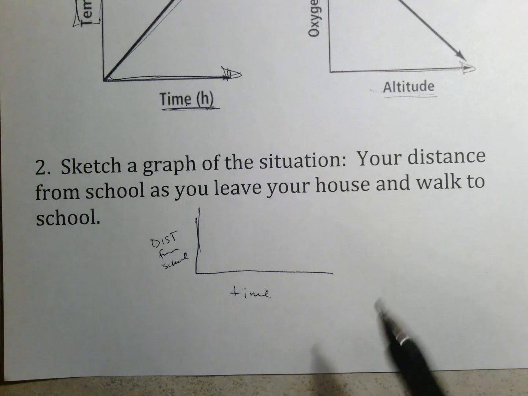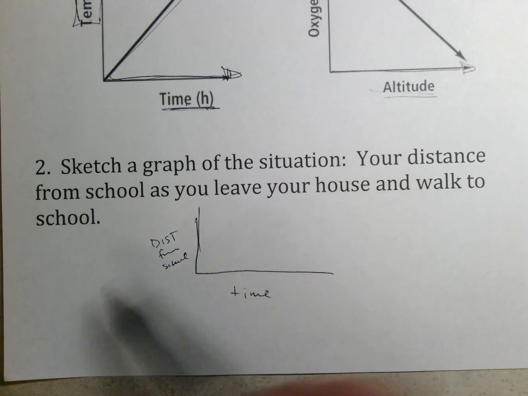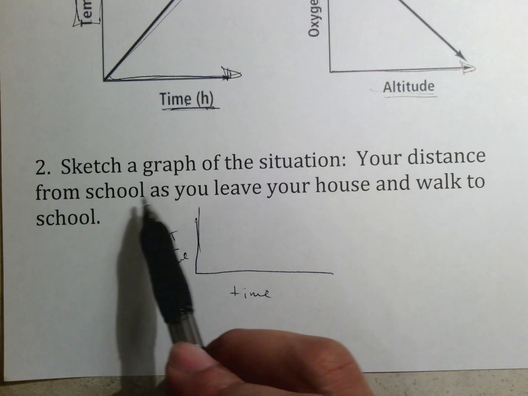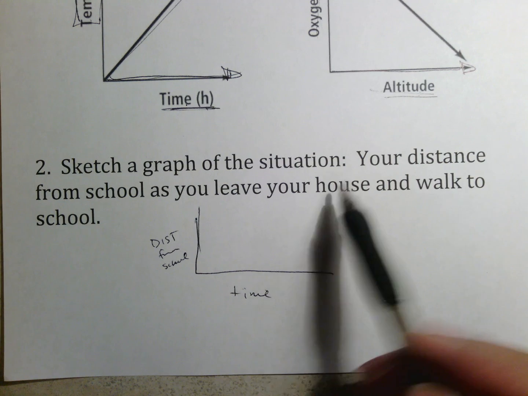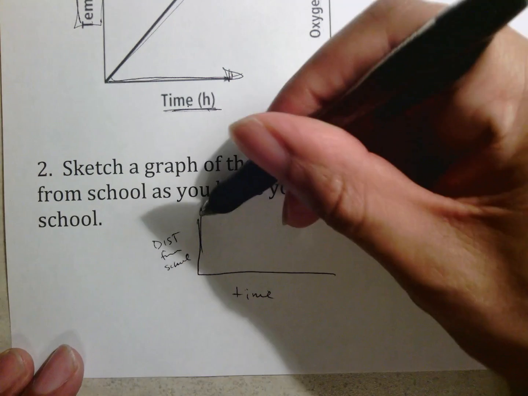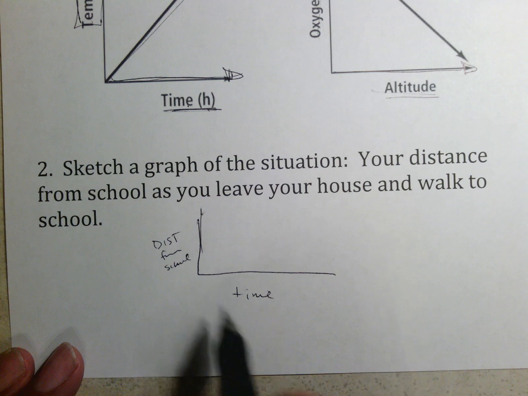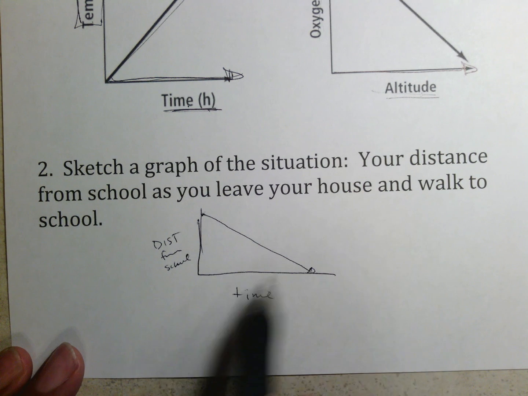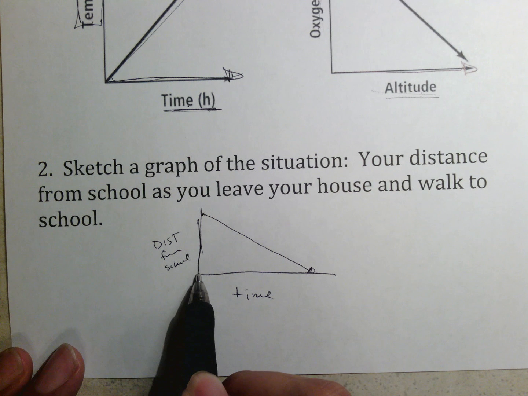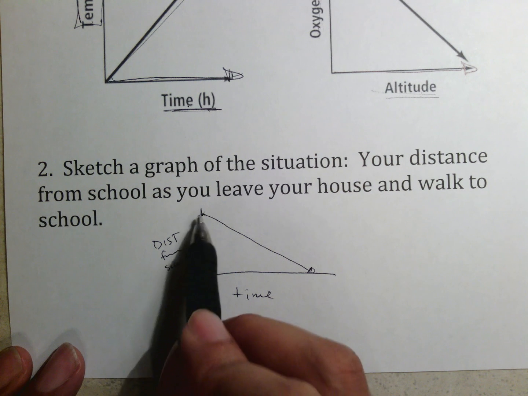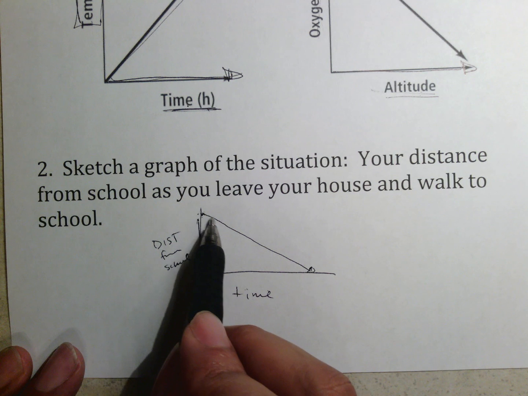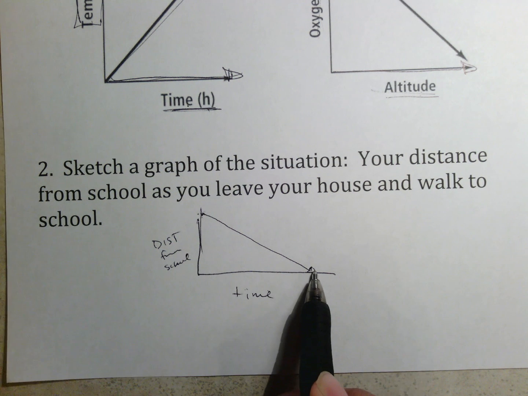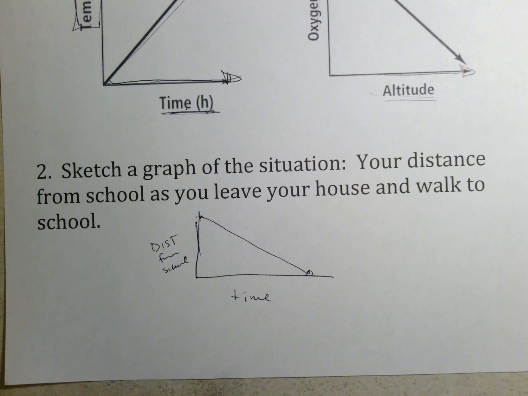Well, here's the thing you have to think about. When I first start, am I close or far away from school? It says your distance from school as you leave your house and walk to school. Well, of course, when I'm leaving my house, I am nowhere near school, and so I'm going to start here. But as time goes forward and as I walk, the distance from school should go down, which means that it would be something like this. Because again, think about it. When you go from home to school, you are far away from school, and as time goes forward, you slowly get closer and closer until you finally reach the school and you are where you need to be. Alright.